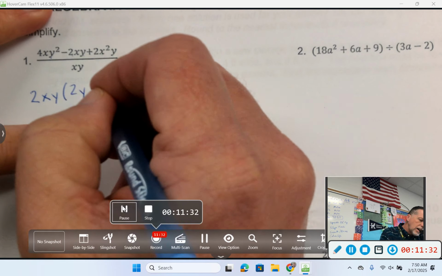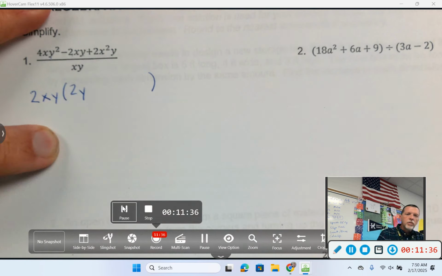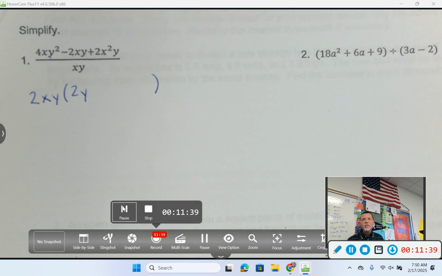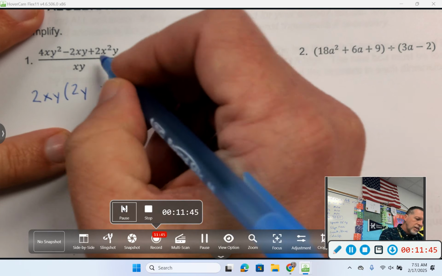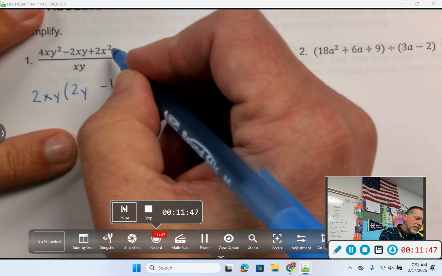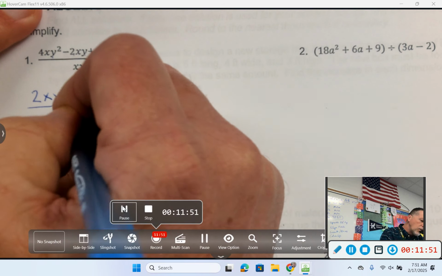So 2y minus... Oh, what do I do if I took? Yeah, make sure there's something there to hold the spot. It didn't just go away. That's minus 1 in the middle. Plus, took the 2, took one of the x's, took the y, so plus x. Over xy.